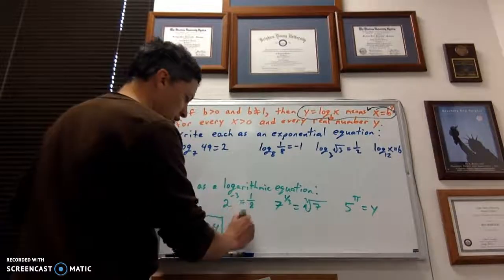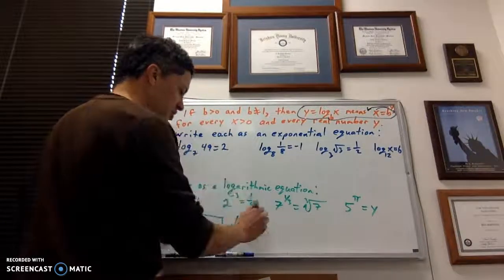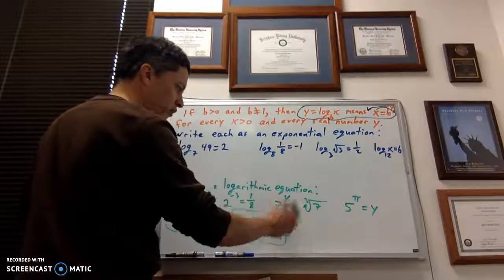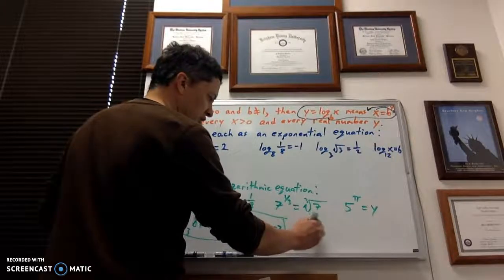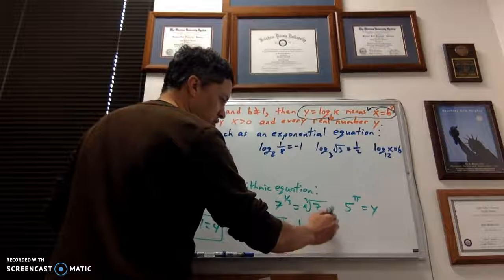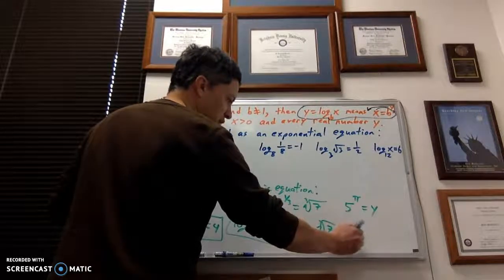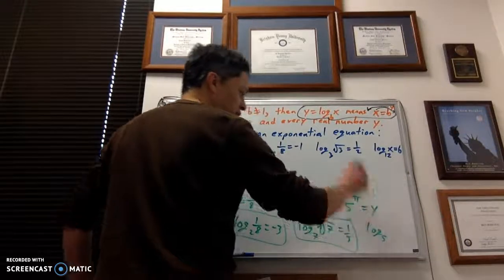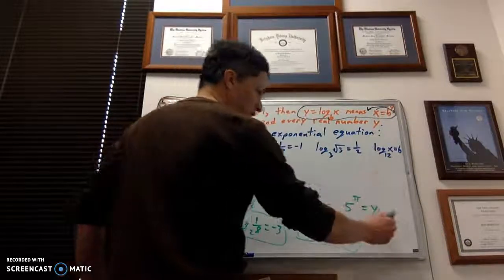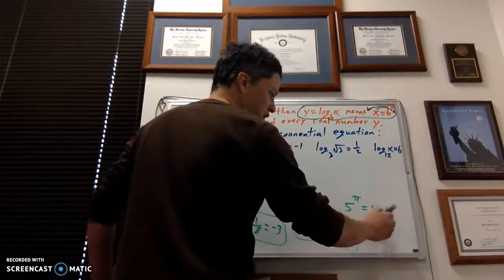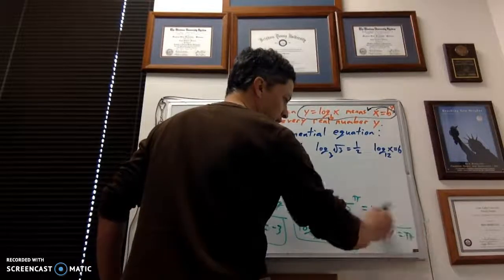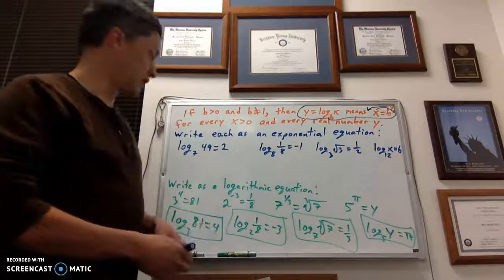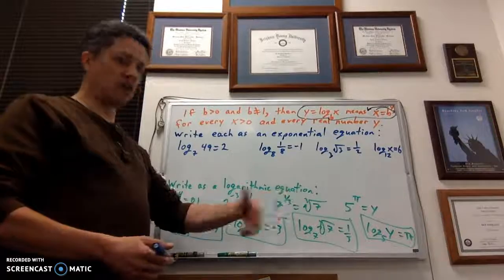Drop a log on this 2, and wax on, wax off, so it's log base 2 of 1/8 equaling -3. Over here, drop a log on the 7. It's log base 7 of the cube root of 7 equals 1/3. And then finally over here, it's log base 5. You drop a log on the 5. Wax on, wax off, so the y comes over here. So it's log base 5 of y equaling pi. So that's all there is to it when it comes to converting an exponential equation into a logarithm.